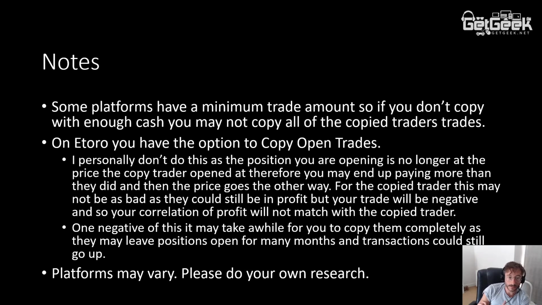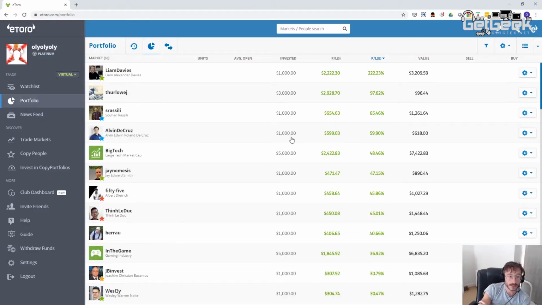Now, some notes to make. Some platforms have a minimum trade amount. So if you don't copy someone with enough cash, you may not copy all of the trades that they place. And also, when you're opening trades on eToro, you have the option to copy open trades. Now, let's show this in action, actually. And we can come back to that in a second.